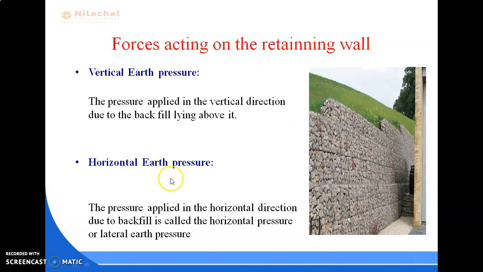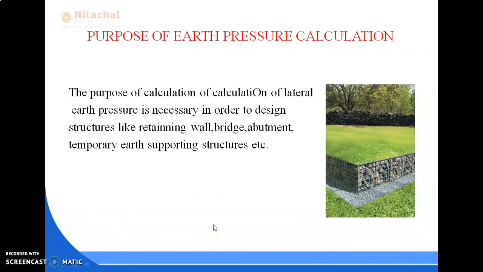Number 2 is the horizontal earth pressure. The pressure applied in the horizontal direction due to backfill is called the horizontal pressure, or it is also known as lateral earth pressure.